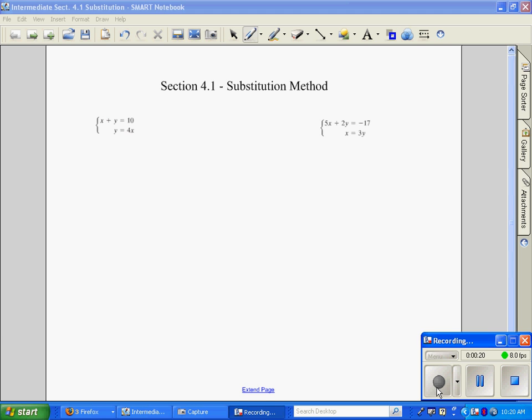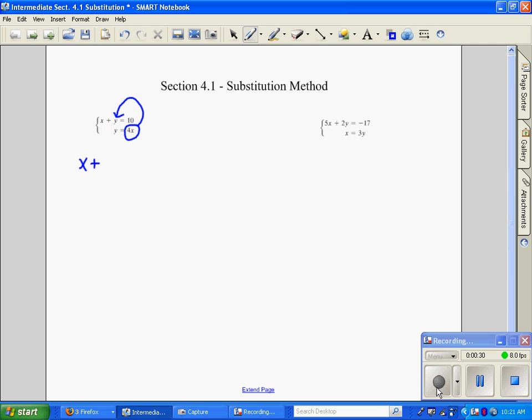is solved for y. So we know that y equals 4x. So what we're going to do is we're going to take that value for y, we're going to substitute it into the first equation. So you're going to get x plus, instead of putting y, we're going to put 4x equals 10. And then we solve this and we get 5x equals 10. Divide both sides by 5 and x equals 2.